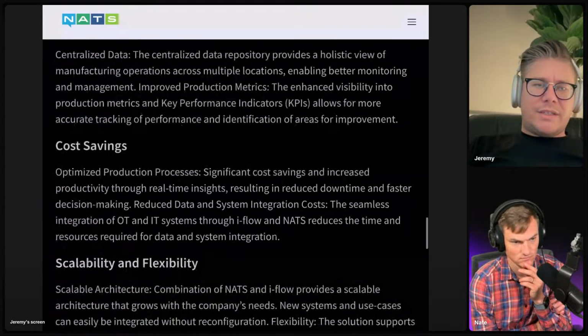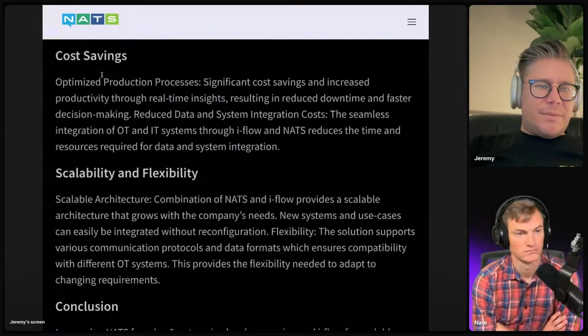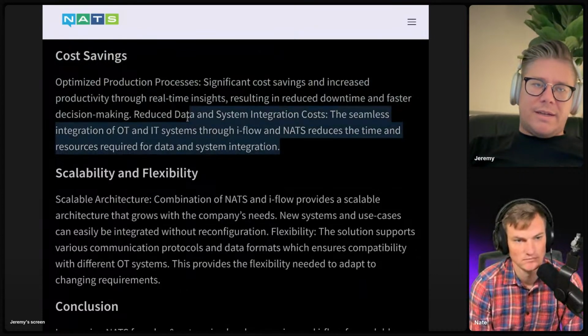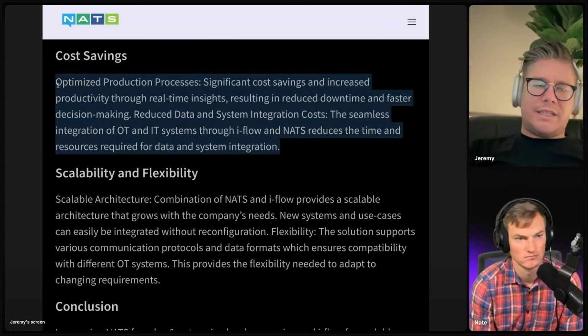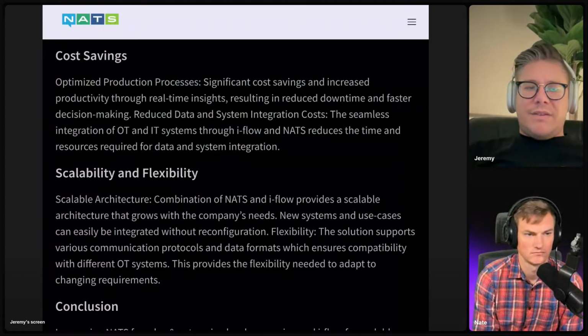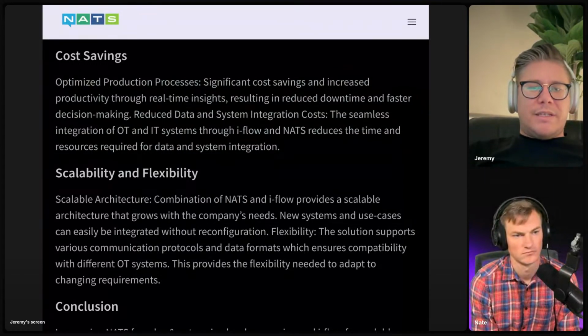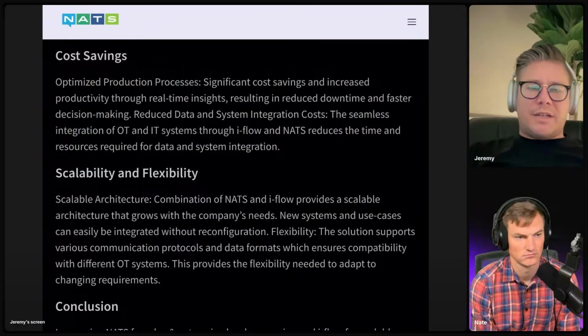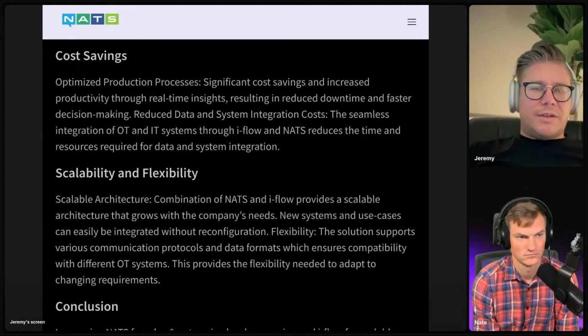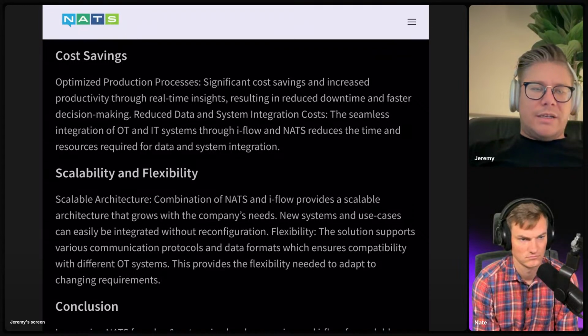Cost savings. This is something I don't typically jump into, like, how much cost savings does it make? But what we hear from customers is that it does end up being cheaper. But I want to read through this. Significant cost savings and increased productivity through real-time insights, resulting in reduced downtime and faster decision making. Reduced data and system integration costs.